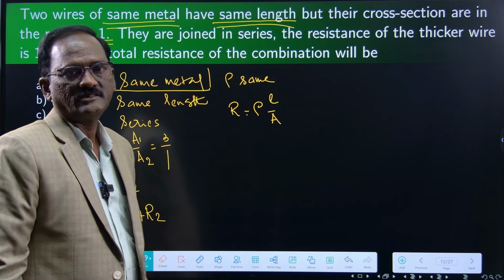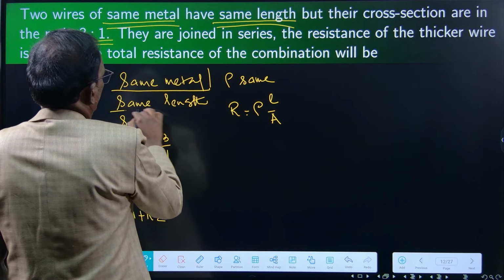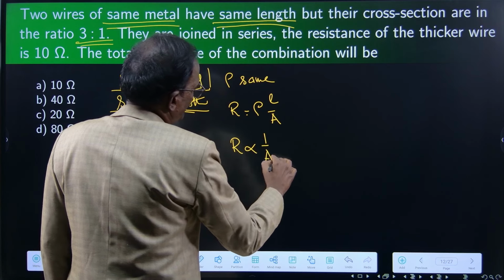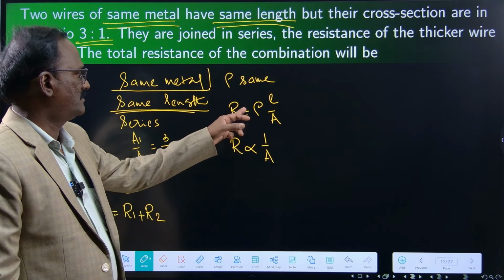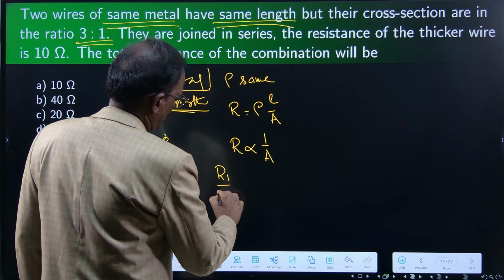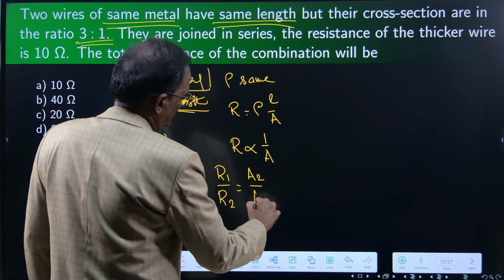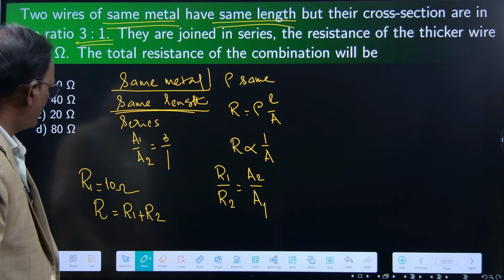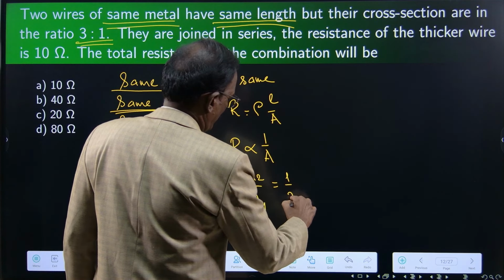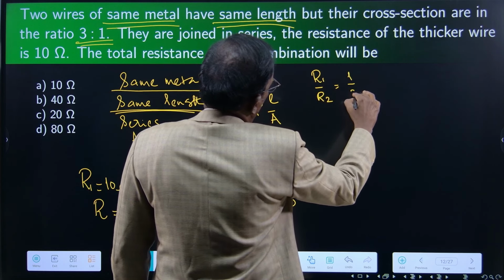Same metal means rho is constant, right? Same length also. So R is proportional to 1 by A. Same metal, same length, right? So I can write R1 by R2 is equal to A2 by A1, inversely proportional. A1 by A2 is 3:1, so this is 1 upon 3. R1 by R2 is equal to 1 upon 3.